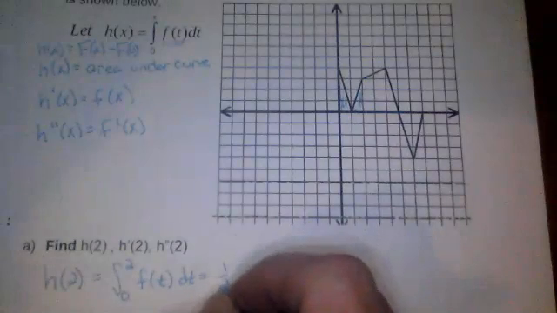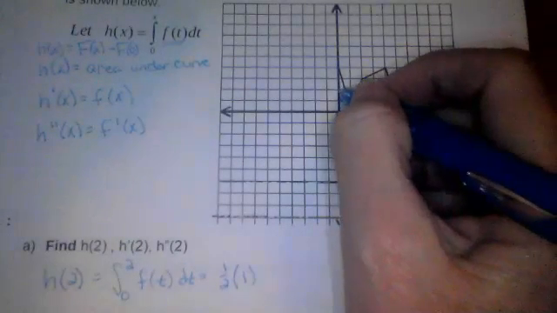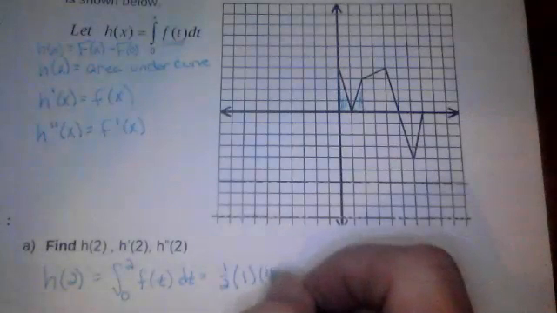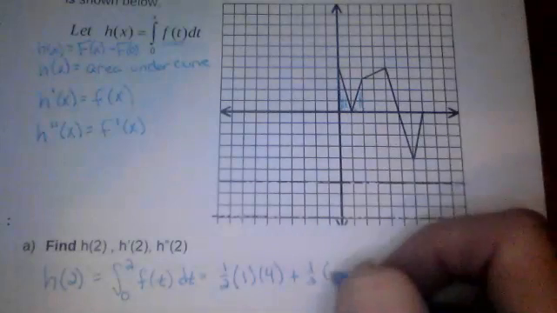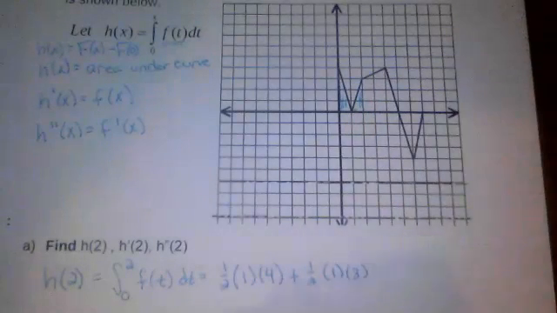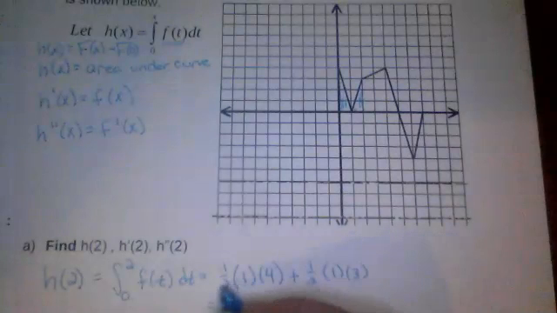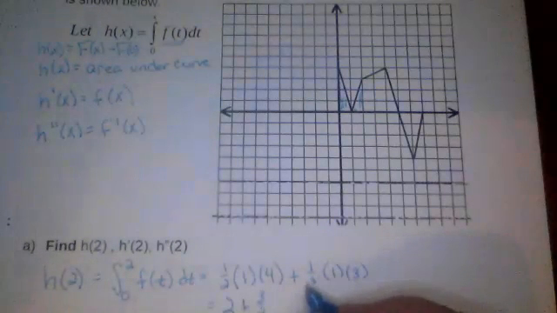So I've got that first triangle is 1/2 a base of 1 times a height of 1, 2, 3, 4. And the second one is 1/2 base of 1, height of 1, 2, 3. So half of 4 is 2, plus half of 3, so 3/2. 2 plus 3/2, I get 7/2. That's 4/2 and 3/2, 7/2.